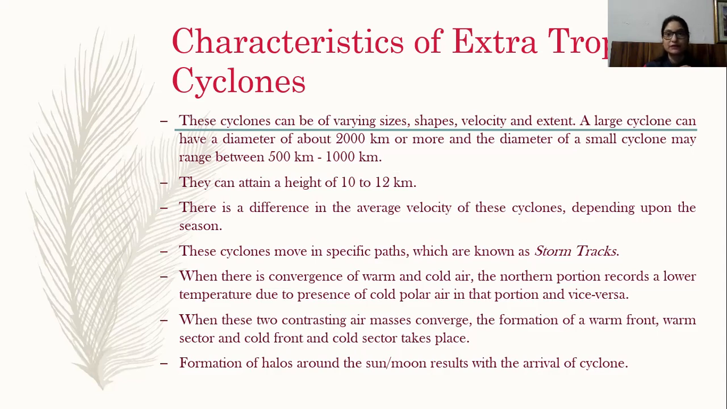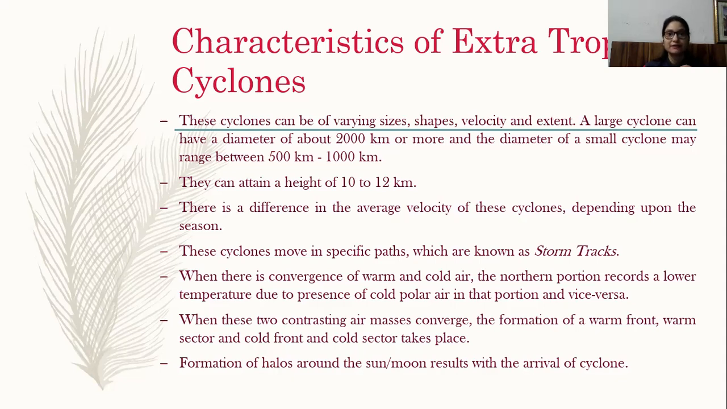There is a difference in the average velocity of these cyclones. Definitely, some cyclones are slow moving, some cyclones are fast moving. So they have different speeds. Because they have different speeds, they have different velocities. That is why this difference also exists in their nature. Now they always follow a path. The cyclones always follow a path in which they move.